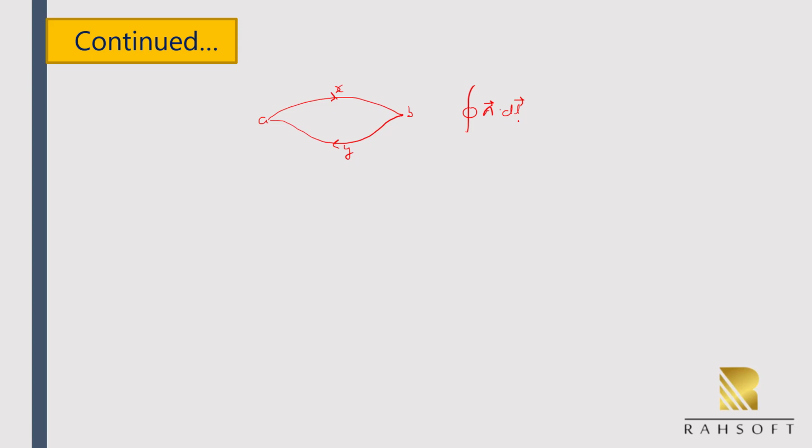If the line integral around any closed path is 0, that is, closed loop integral of A dot dl is equal to 0, that means the vector field is said to be conservative. So there exists a definite connection between the line integral in a plane and the curl of a vector field.